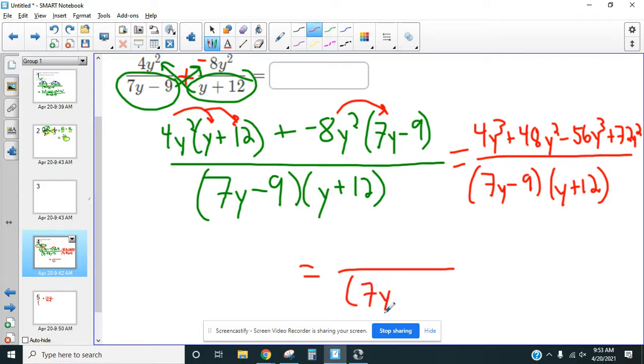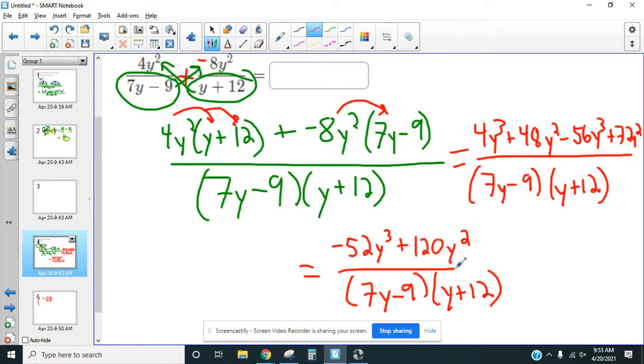So the bottom still stays the same. That's a -56 and a +4. So that's a -52. 48 and 72. That's 120. And now we have it. Kind of funky, ugly looking answers. Nothing's going to be super nice and neat, but it's really not so bad.